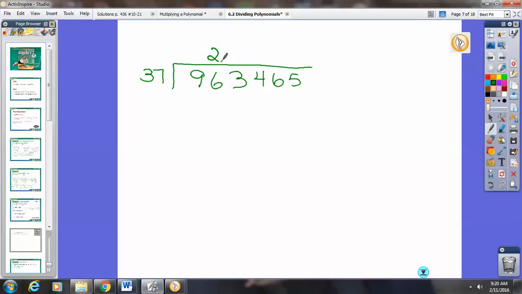We're going to multiply before we subtract. 2 times 37. What is 2 times 37? 74. And then we subtract. It's always subtraction there. So 96 minus 74 is 22. 37 should not go into 22. So what do we do with this next digit? Bring it down.